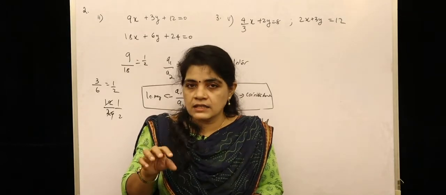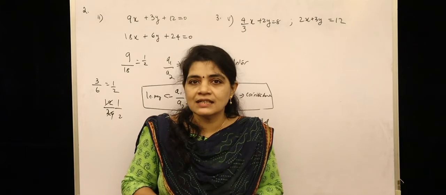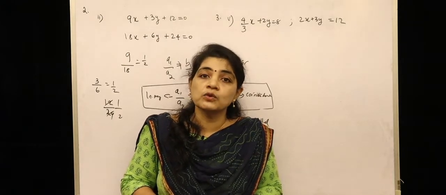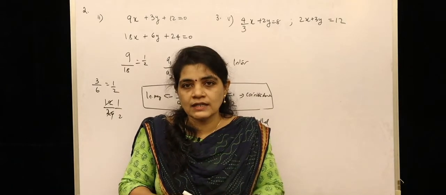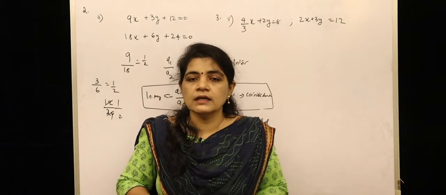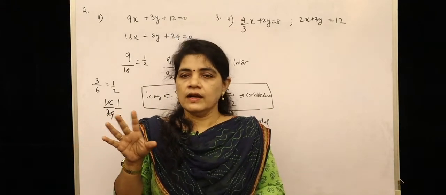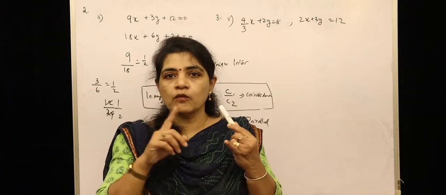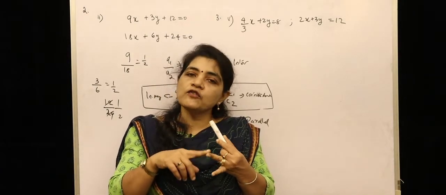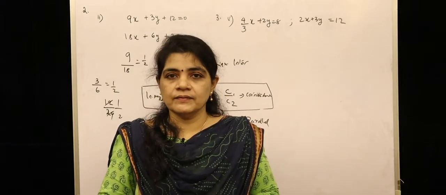In that case, as well as for unique solution, that is for intersecting lines, that is A1 by A2 is not equal to B1 by B2. In these two cases, you can say that those pair will be consistent. Understood? Consistent means at least one solution. That means for unique solution and infinitely many solutions, that pair is said to be consistent.